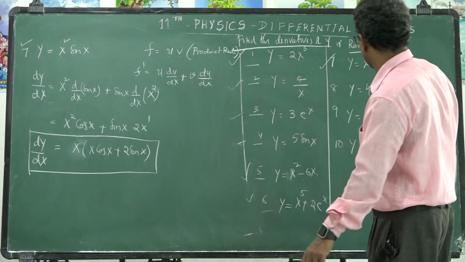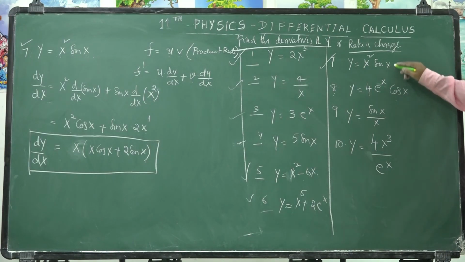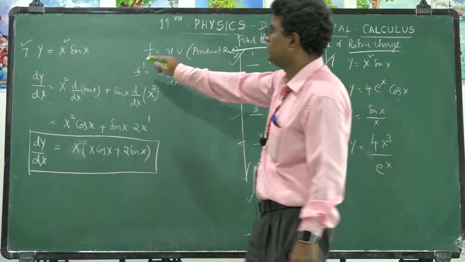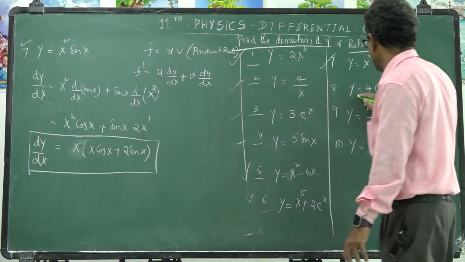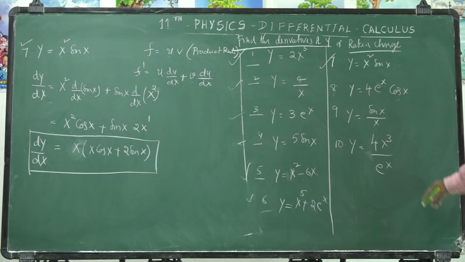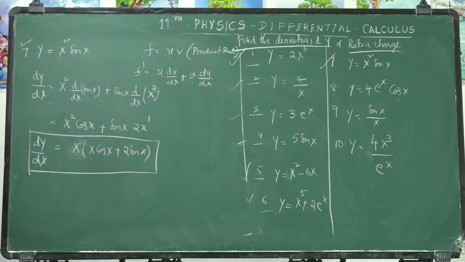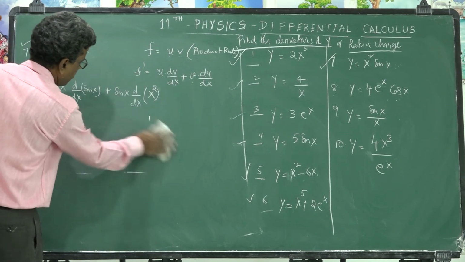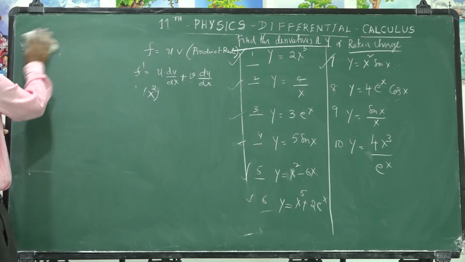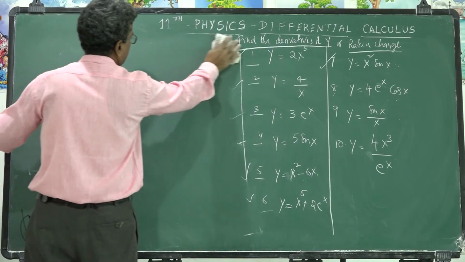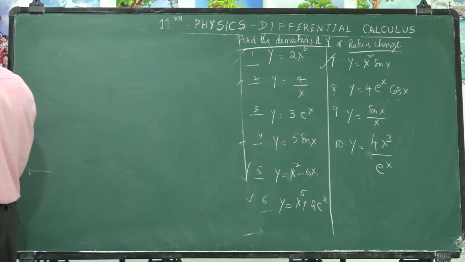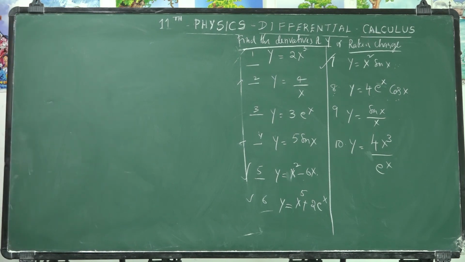Now you see the eighth one. You do it similarly with the product rule. As we did this one, you do this one similarly. Next, the ninth one. Ninth one is here, we are going to do the ninth one.